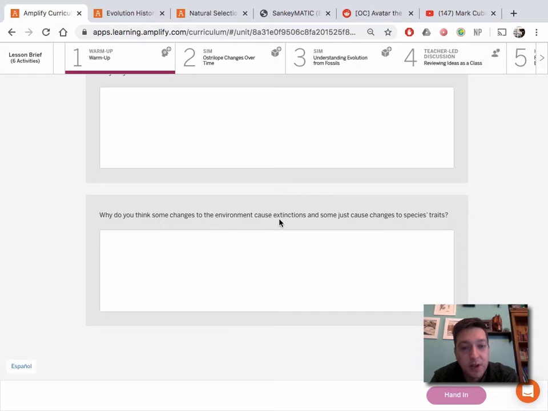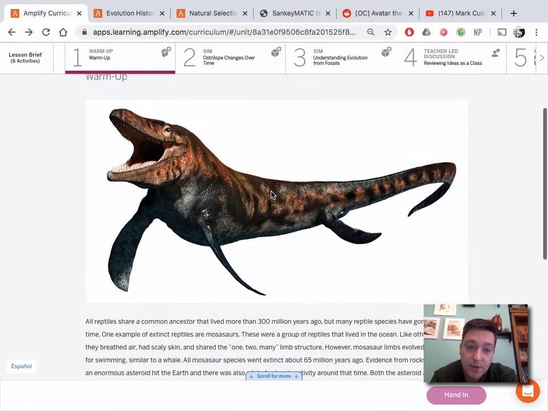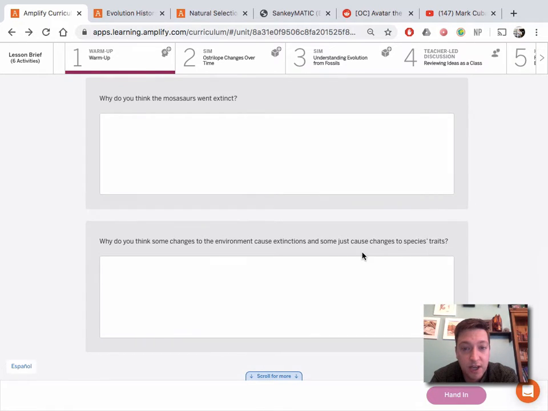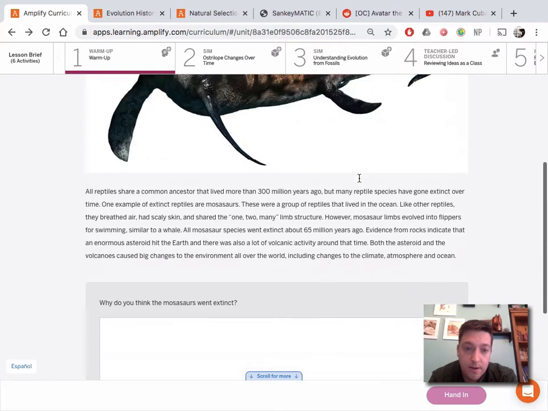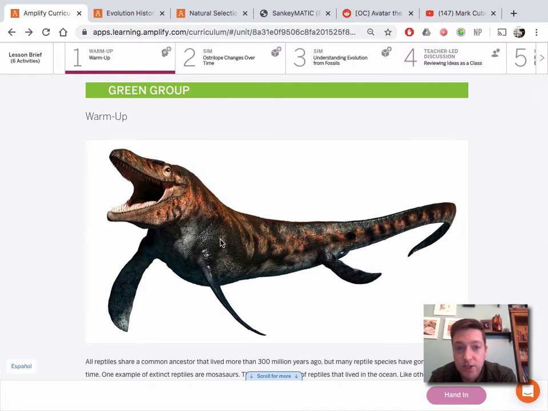Why do you think some changes caused extinctions and some just caused changes to species traits? So other organisms besides the Mosasaurus survived and their traits changed, including mammals. But how come the Mosasaurus couldn't do that? That's right. They couldn't change, they couldn't adapt fast enough. Kind of like how some animals and plants have a tough time adapting to climate change because the pace of change is just too much.